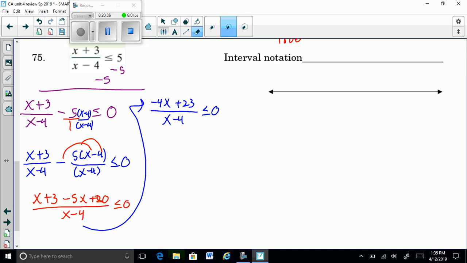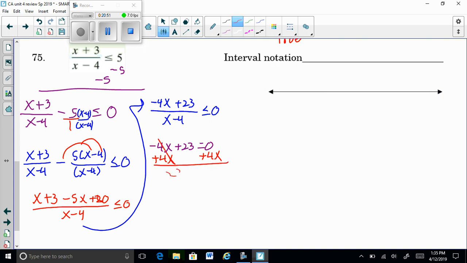All right, so to find the x-intercept, set the numerator equal to 0. So I'm going to go ahead and add 4x to both sides. I could have subtracted 23, doesn't really matter. So 23 equals 4x. Divide by 4, and so yeah, we get a fraction, but don't let that worry you too much. So 23 over 4, pretty ugly looking too, but anyways, that's going to be my x-intercept. If you want it as a decimal, it's 5.75.